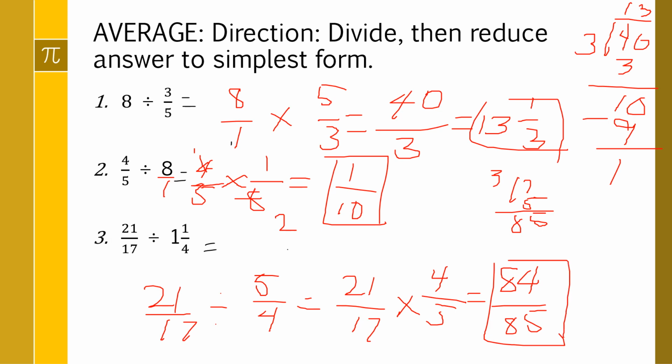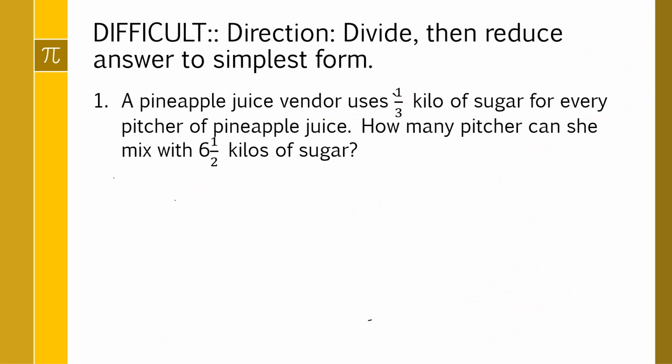Alright, next, let's try another. Now we have here a problem. So divide and reduce the answer to lowest or simplest form. So a pineapple juice vendor uses 1/3 kilo of sugar for every pitcher of pineapple juice. So how many pitchers can she mix with 6.5 kilos of sugar?